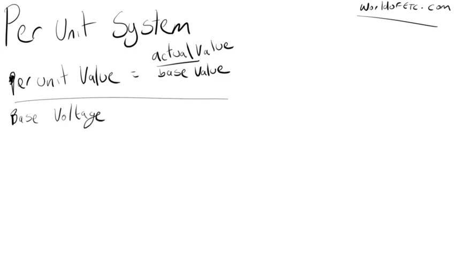So for your base voltage, you would have V base equals VL, your line voltage, which equals root 3 times your phase voltage, and that's V base. So your base, just do them side by side.